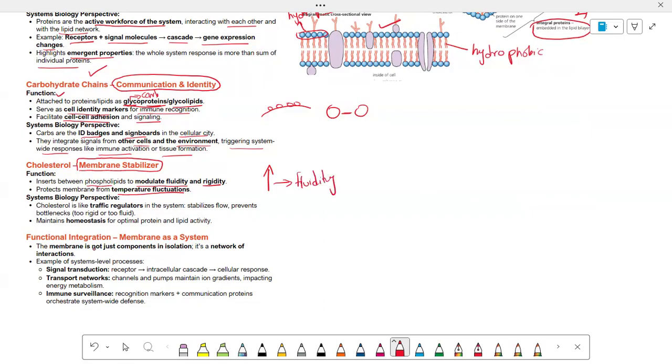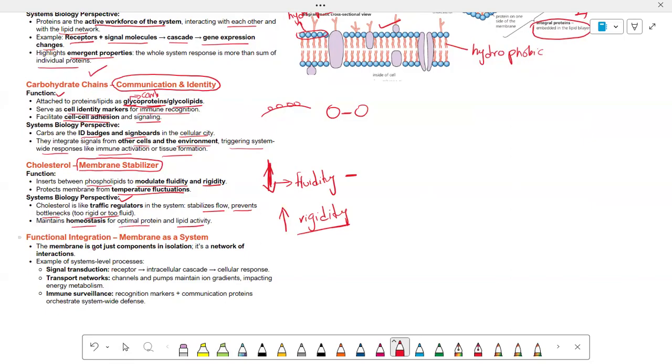And when the temperature goes down, when it is at minus temperature, it tries to maintain some fluidity, and when the temperature goes up, it tries to maintain some rigidity, because at high temperature the membrane becomes too fluid. So it maintains the fluidity and rigidity as the temperature fluctuates. The other is the systems biology perspective. Cholesterol is like a traffic regulator in the system: it stabilizes flow, prevents bottlenecks, whether too rigid or too fluid, and maintains homeostasis for optimal protein and lipid activity.